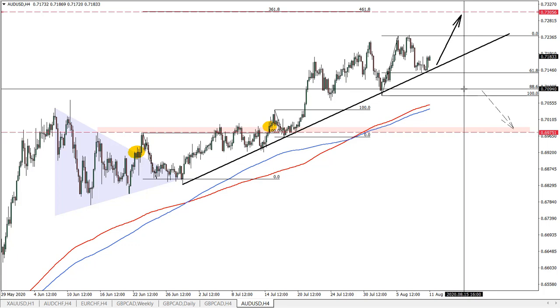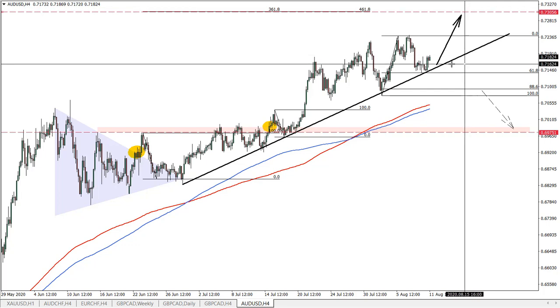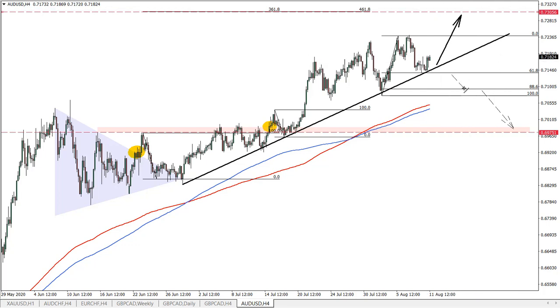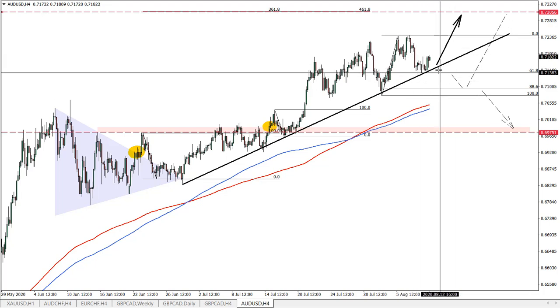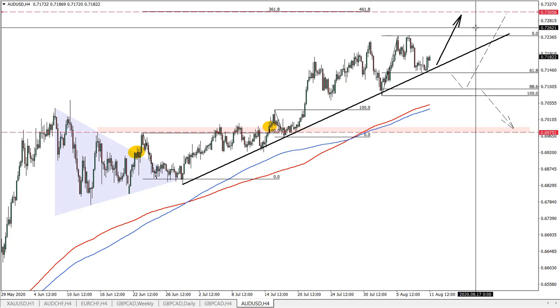0.7100, and to be precise, it is 0.7094. It is possible that we might see this move, and if there is a breakout, then price might continue going up. So this is one of the alternative scenarios for the bullish outlook.